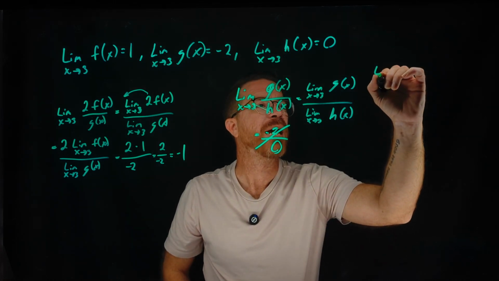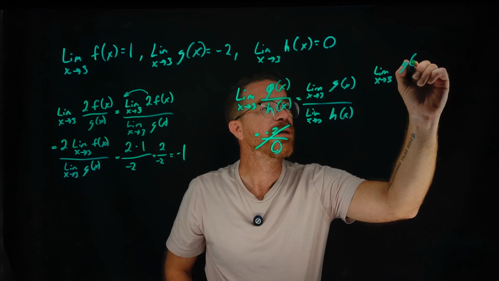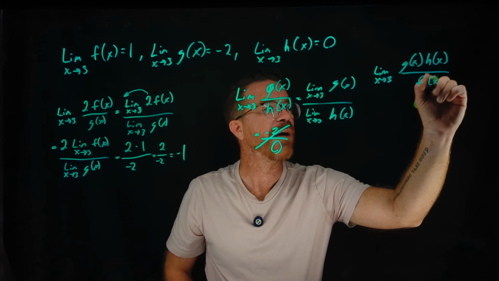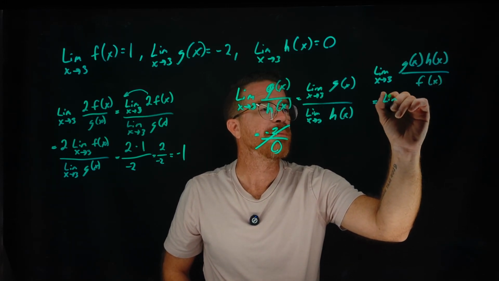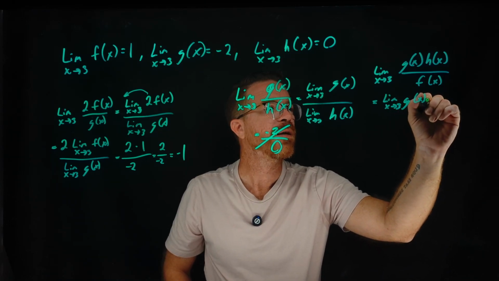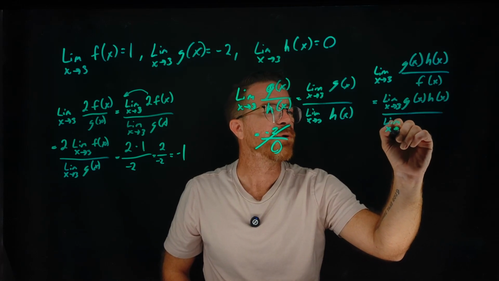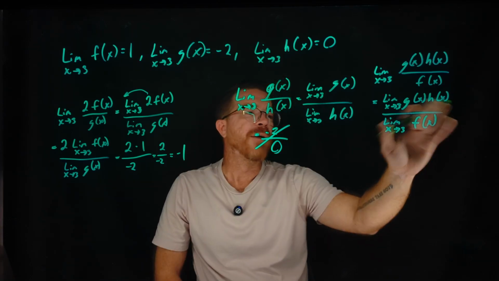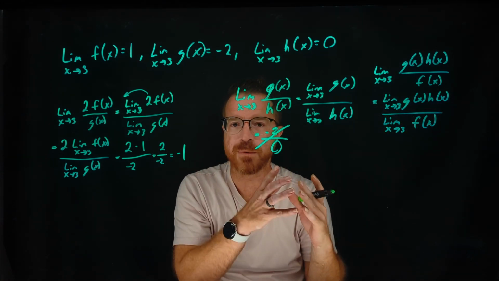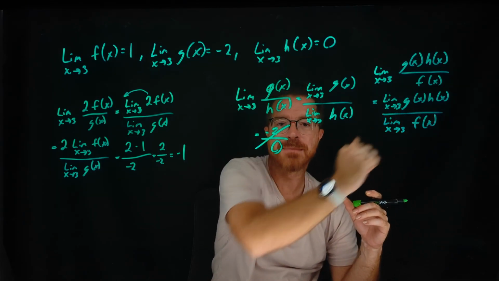So for the last one, we have the limit as x approaches 3 of g(x) times h(x) divided by f(x). So this is going to be equal to the limit as x approaches 3 of my numerator, g(x) times h(x), divided by the limit as x approaches 3 of f(x). Now this top one, I can't take the limit as x approaches 3 of g(x) times h(x) directly. So I'm going to use my property where the limit of one function times another function is the same thing as the limit of the first function times the limit of the second function.